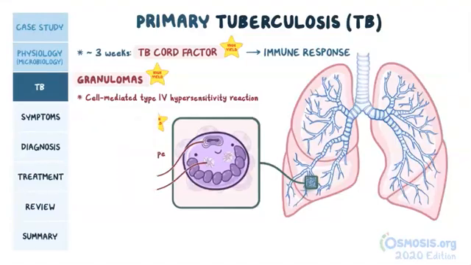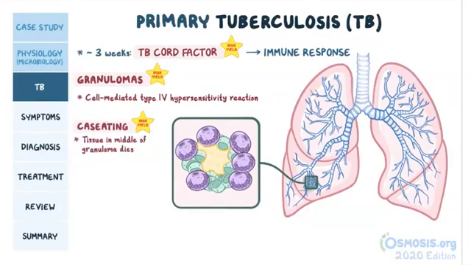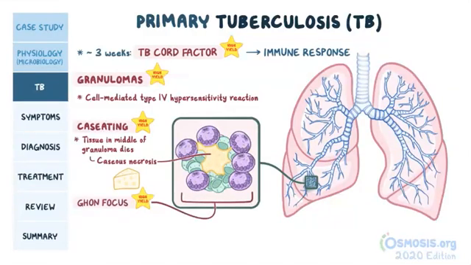Now, in tuberculosis, granulomas are usually caseating. This is because the tissue in the middle of the granuloma dies as a result of a process called caseous necrosis, which means cheese-like necrosis, since the dead tissue is soft, white, and resembles cheese. These areas are known as a Ghon focus.